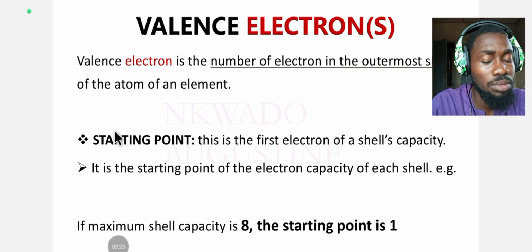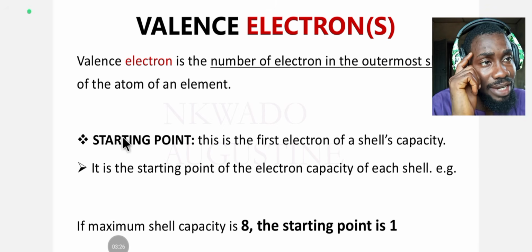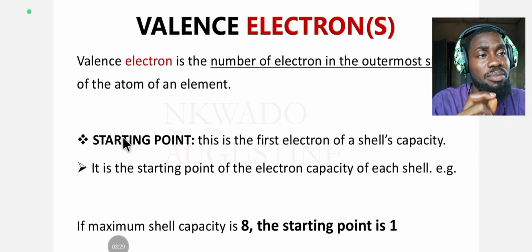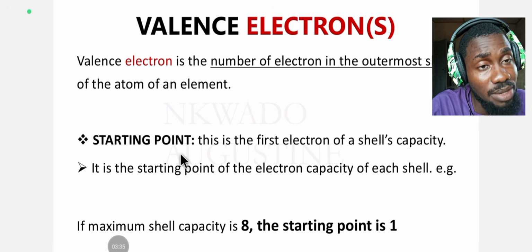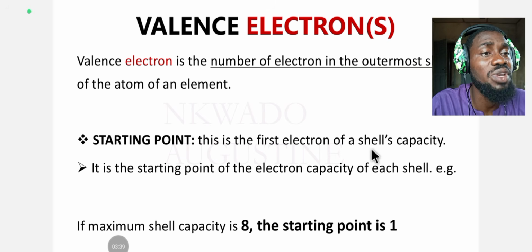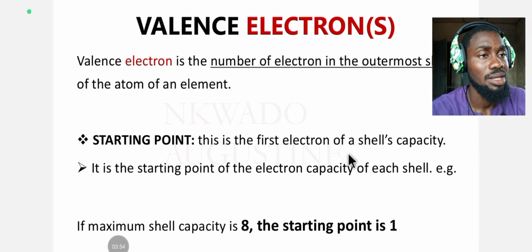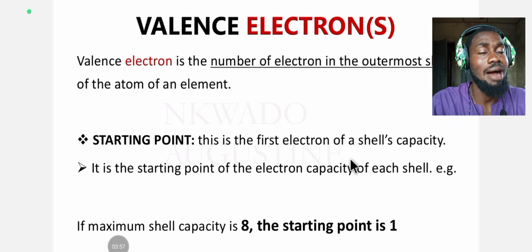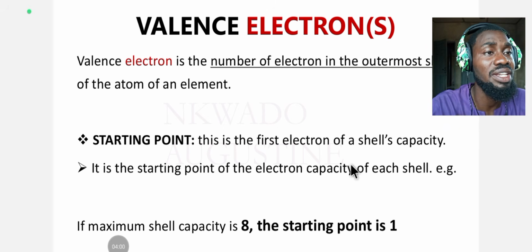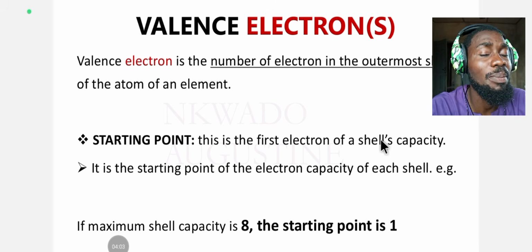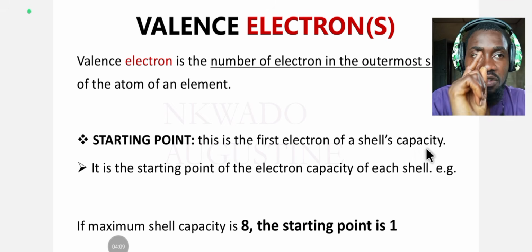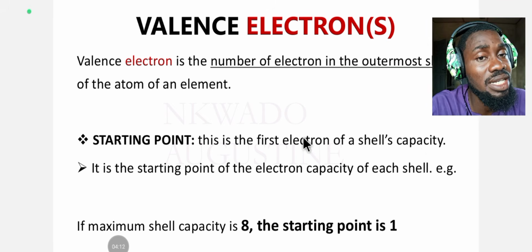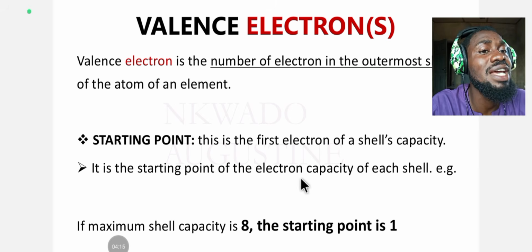There are some terms you need to have at the tip of your mind. The first term is the starting point. This is the first electron of a shell's capacity. Each shell of an atom has an electron capacity, the amount of electrons that it can accommodate at a given energy level. So the starting point is the first electron of a shell's capacity.